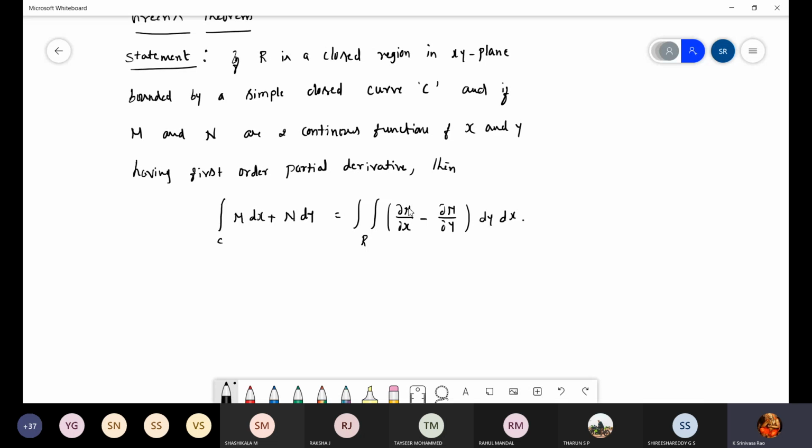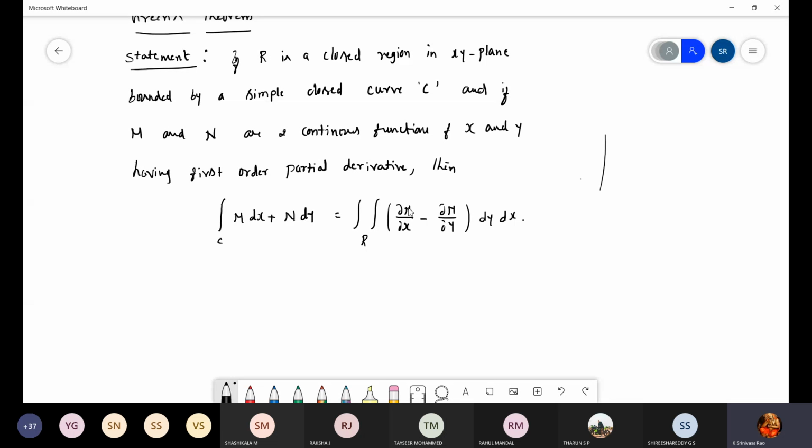I'll repeat. Statement: if R is a closed region in the xy plane bounded by a simple closed curve C, and if M and N are two continuous functions of x and y having first order partial derivatives, then the line integral M dx plus N dy equals the surface integral or double integral of dou N by dou x, always N you have to differentiate partially with respect to x, minus dou M by dou y. Okay, this is the statement. I will just explain what this is.